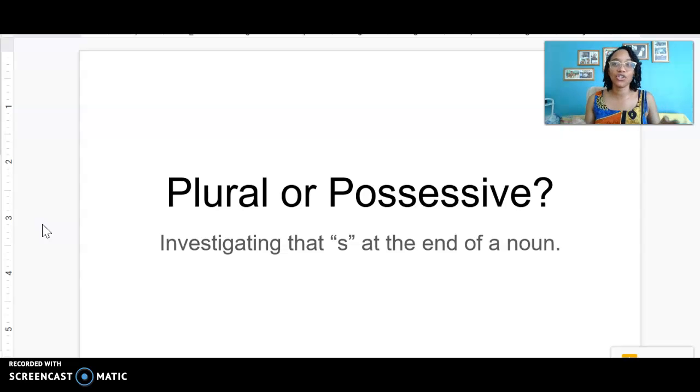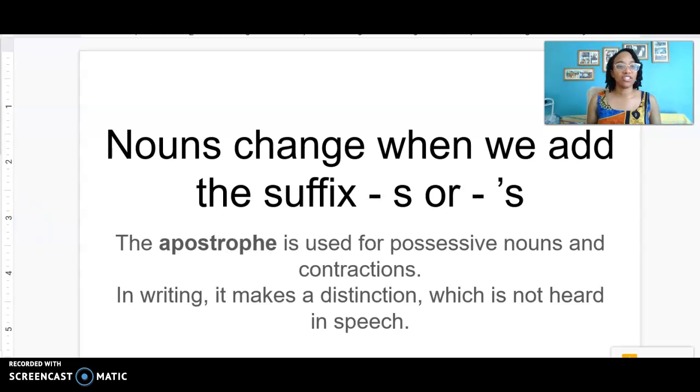So in this lesson, you're going to learn the difference between plural and possessive nouns and how we use this fabulous suffix s at the end of those words to make meaning. Nouns change when we add the suffix s or apostrophe s. The apostrophe is used for possessive nouns and contractions. In this lesson, we're going to focus on its use for possessive nouns. In writing, the apostrophe makes a distinction, which we don't hear in speech.